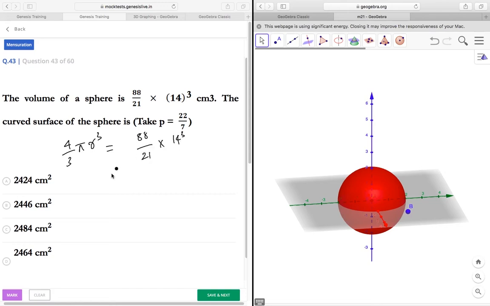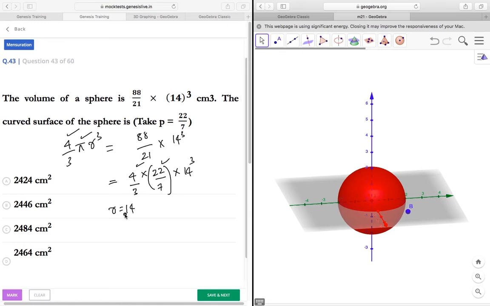See, the way in which they have expressed it reveals that r is equal to 14. I'll show you how. So what is 88? It is 22 into 4. What is 21? 21 is 7 into 3. Correct? So what is this 22 by 7? Which is your pi. And you have 4 by 3, 4 by 3. Then the left out value is 14 cube. So r has to be equal to 14.